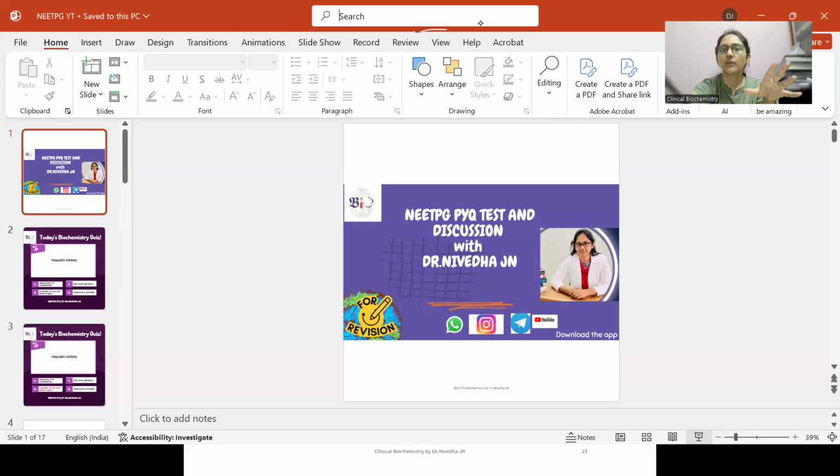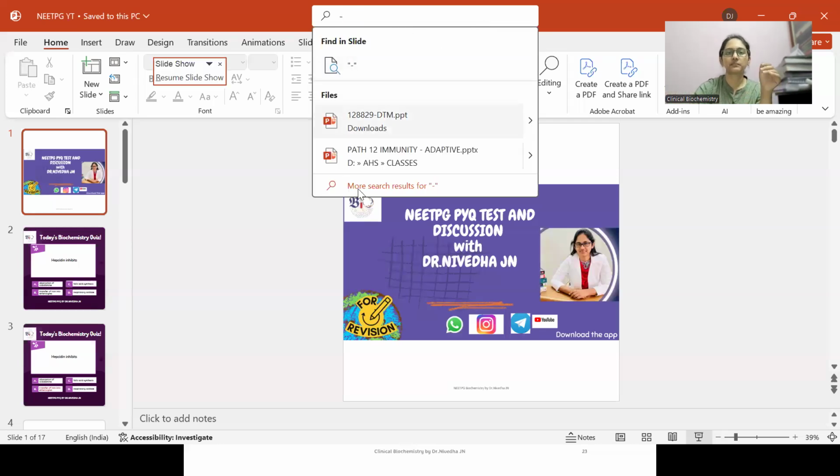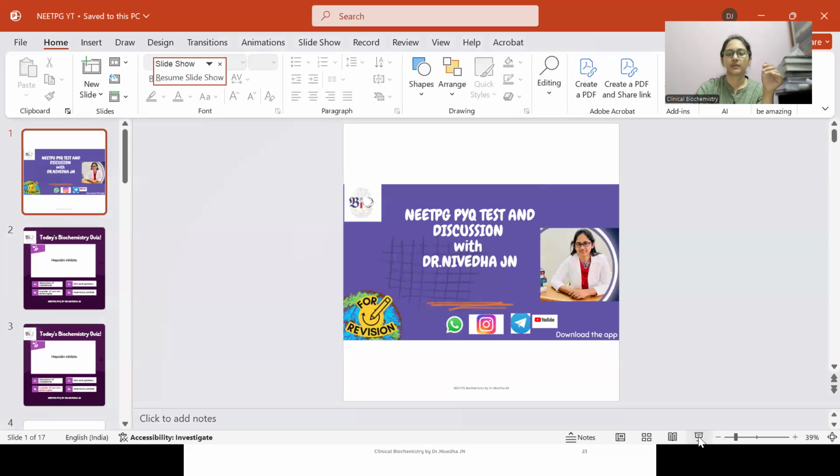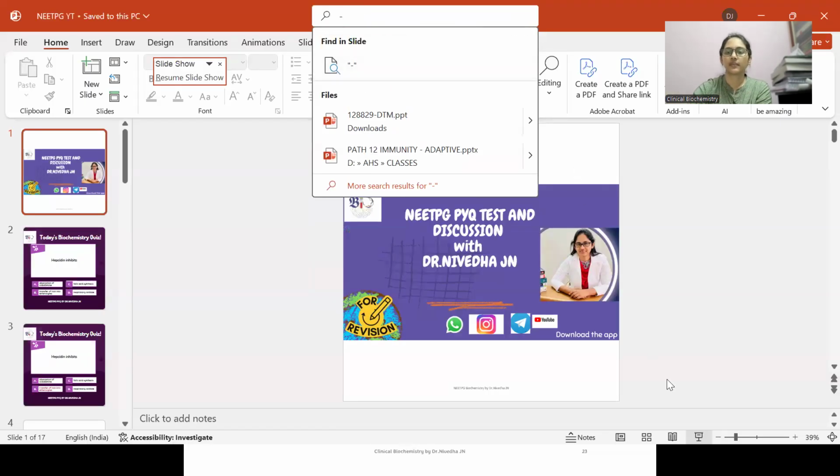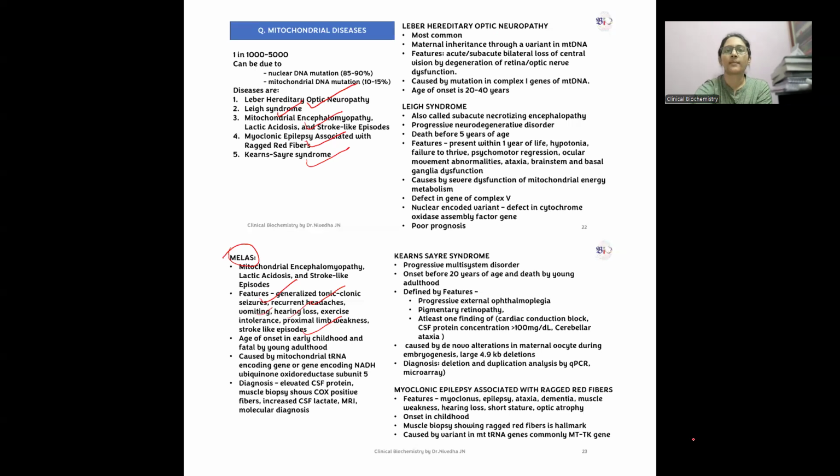And Leber hereditary optic neuropathy, that's the most common, and you have the maternal inheritance. So all the mitochondrial diseases are predominantly maternally inherited. Okay, it's maternally inherited. So that's one important point that you need to understand.